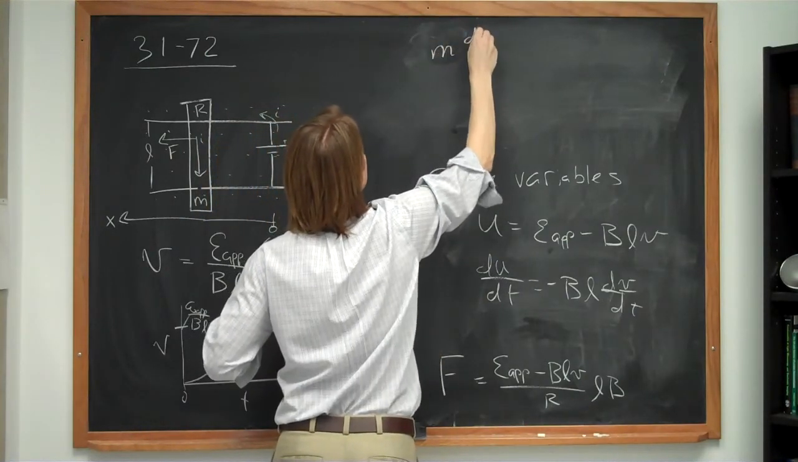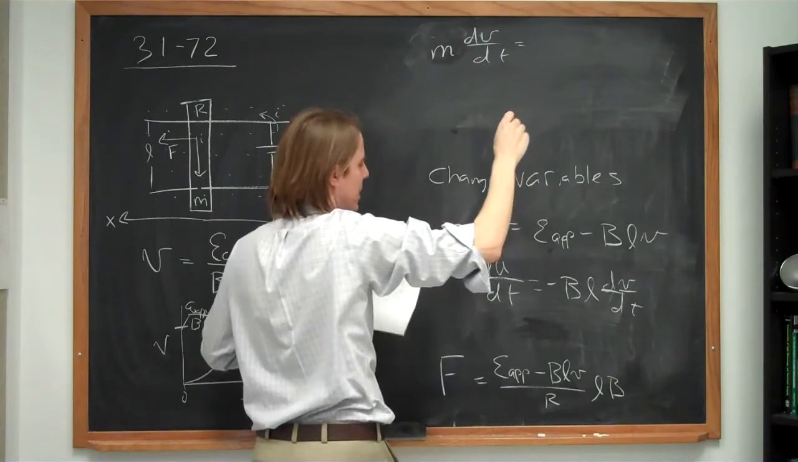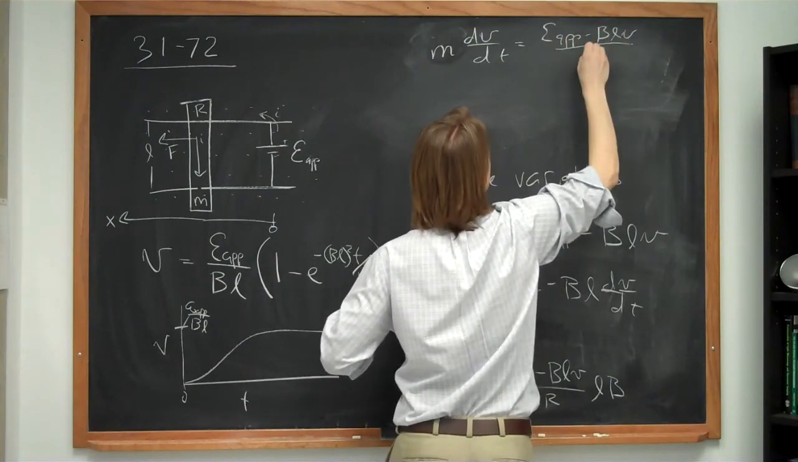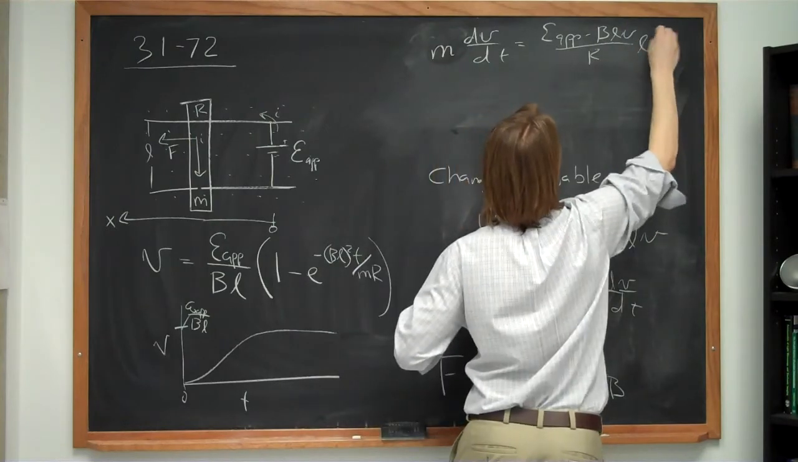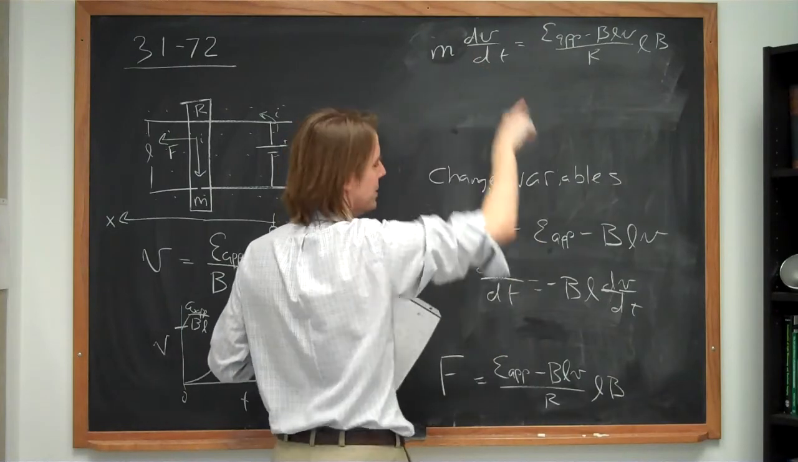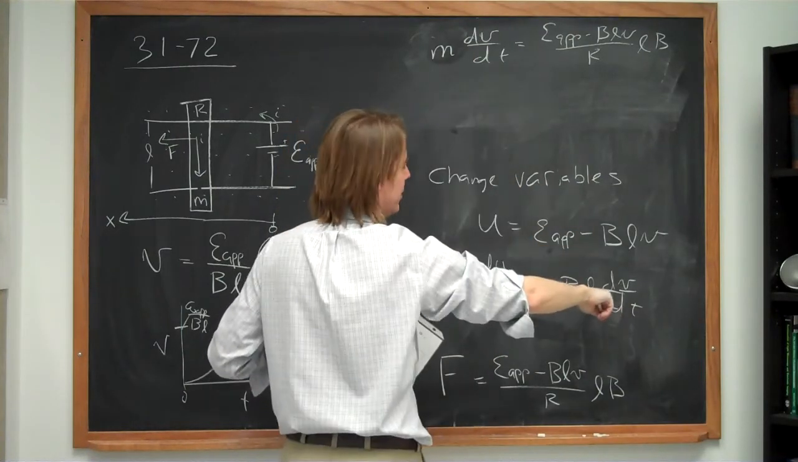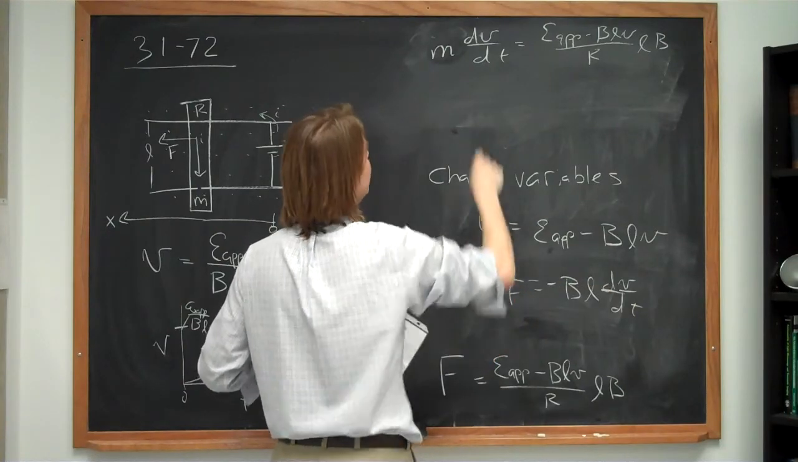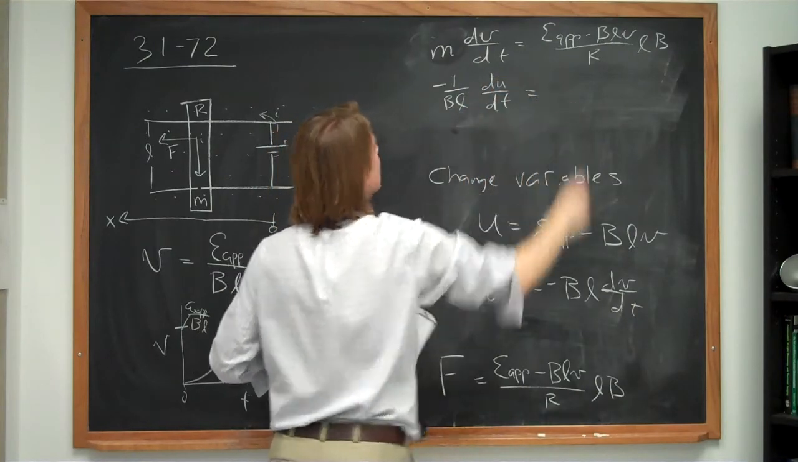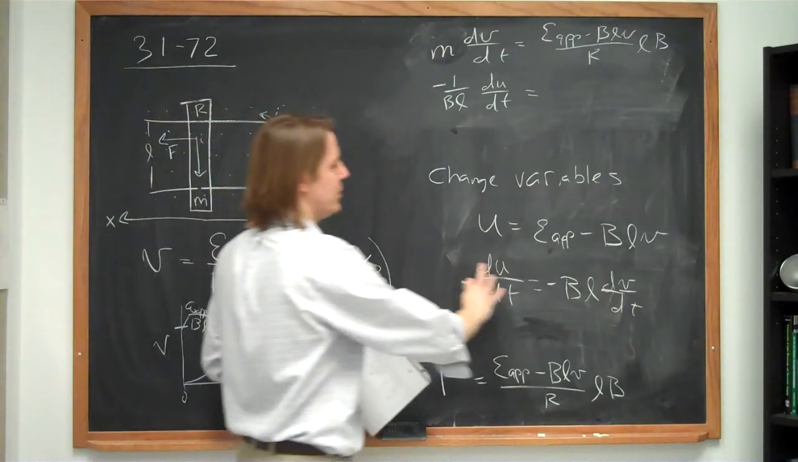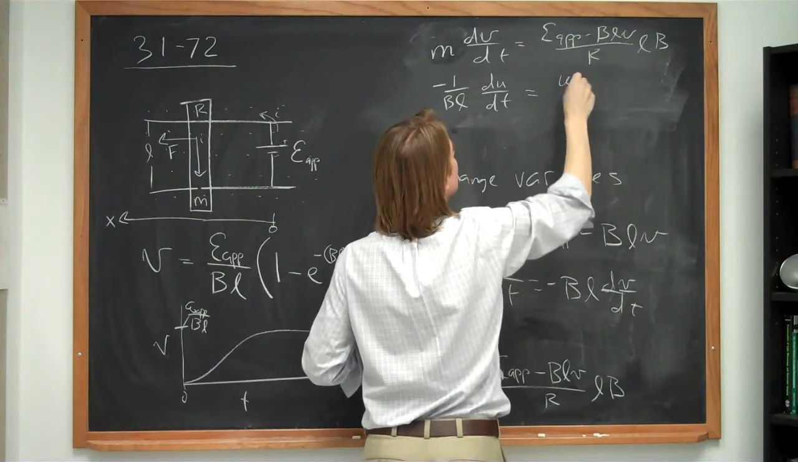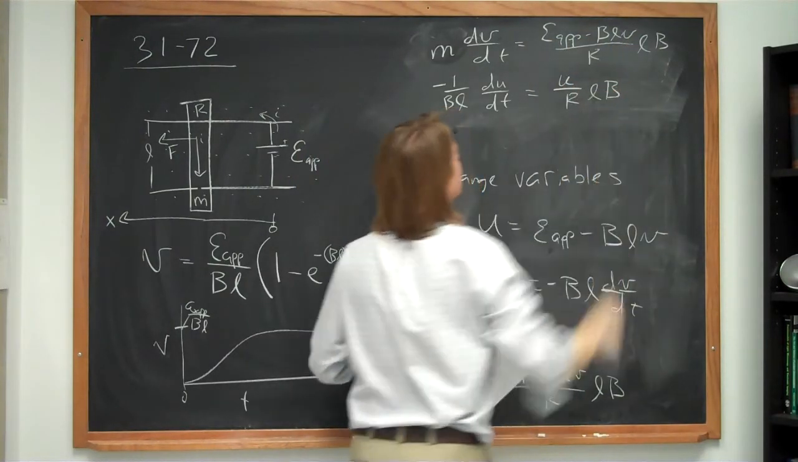M dv dt, that's ma, equals E applied minus BLV over R times LV. So this is what we're substituting into. It's M times dv dt. What is dv dt? You just bring these over here. It's minus 1 over BL du dt. That's why we had to take this derivative, so we'd have something to substitute there. This is what we made equal to u, so this is just u over R L B.